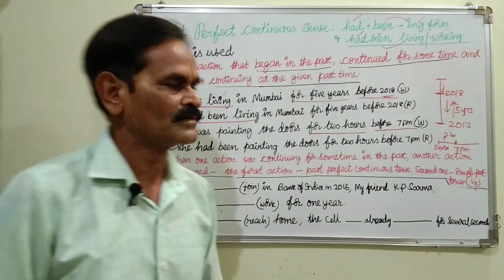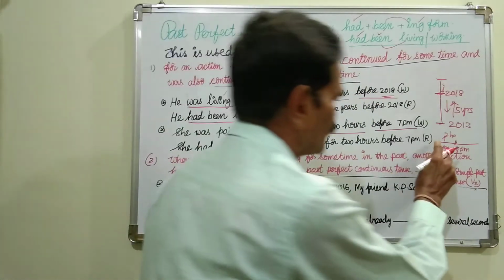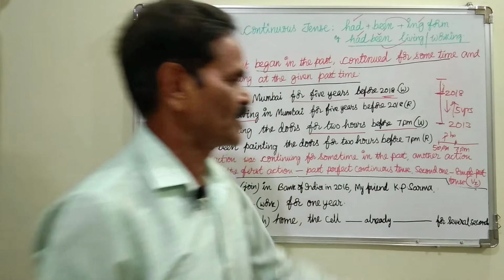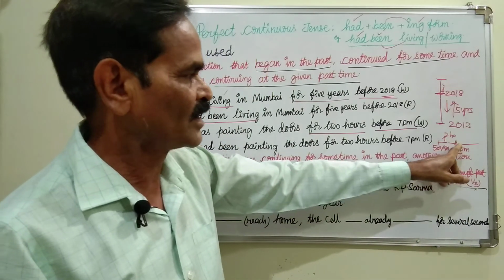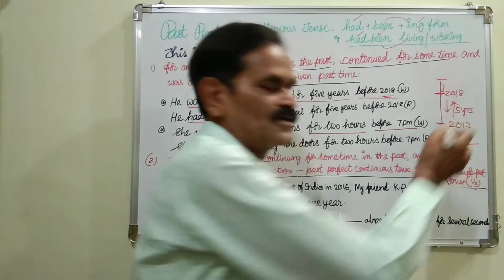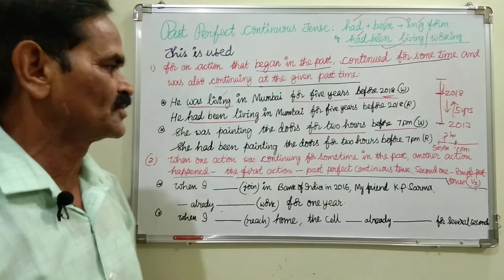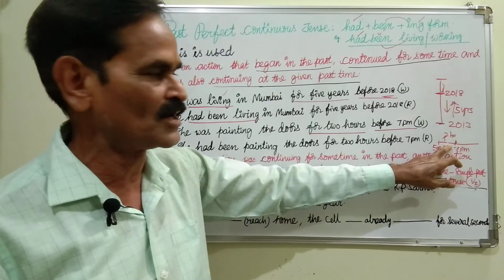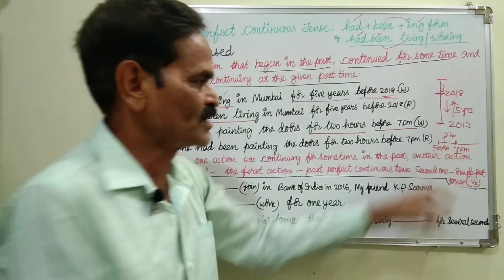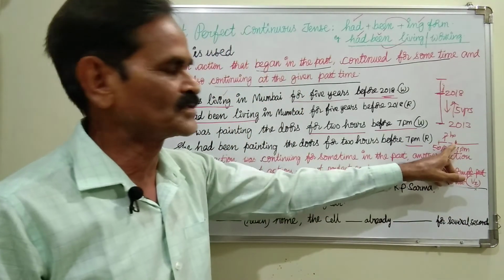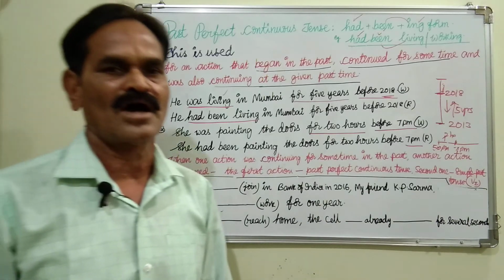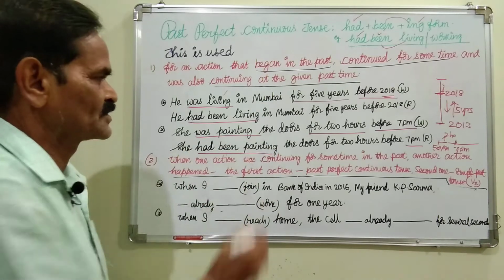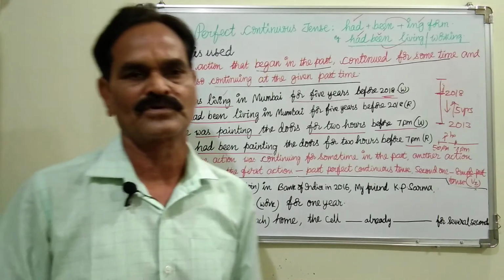So here by 5 p.m. that action began. That painting action began at 5 p.m. and it had continued for 2 hours. Okay, at 7 also it was continuing. At 7 p.m. also it was continuing. So this action also began in the past, continued for some time, that is 2 hours, and at the given past time, what is the given past time? 7 p.m. Here also that action was going on. That's why we have to use had plus been plus painting, not was painting. Was painting is wrong and had been painting we have to use.